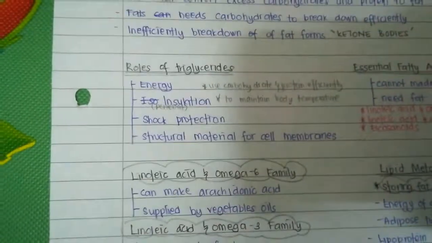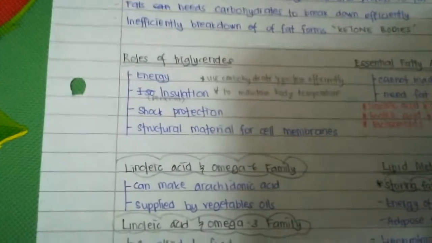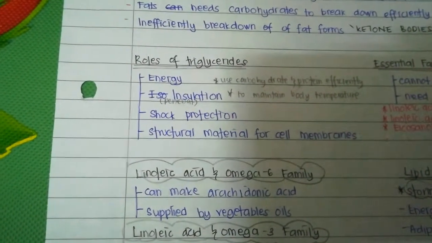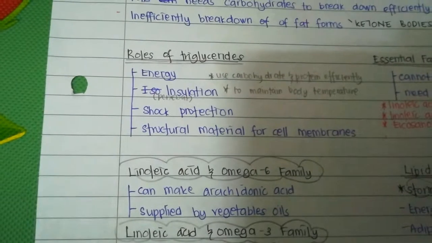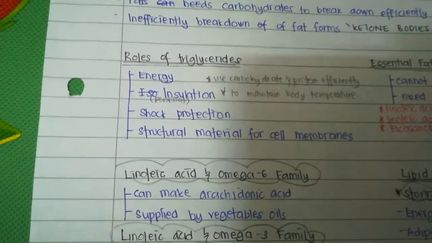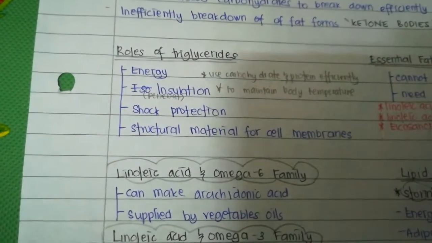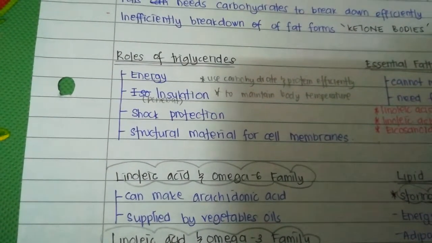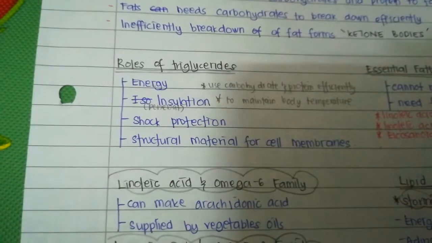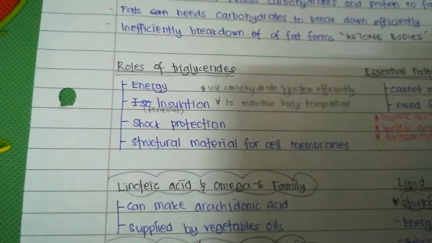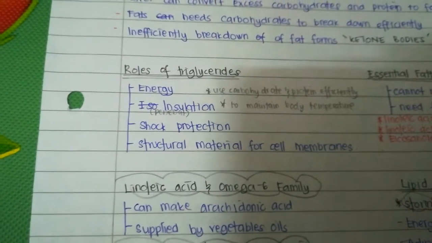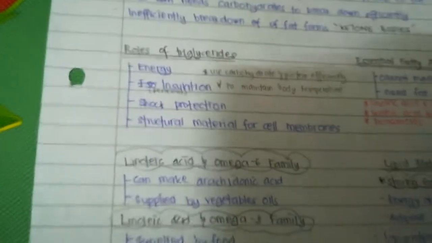Next is role of triglyceride. First is energy. Macam kita tahu, lemak akan menghasilkan energy. Insulation to maintain body temperature. Shock protection, structural material for cell membrane, and use carbohydrate and protein efficiently. Yalah, kalau triglyceride tak ada, macam mana nak guna carbohydrate and protein tu? Apa jadi dekat carbohydrate and protein tu?